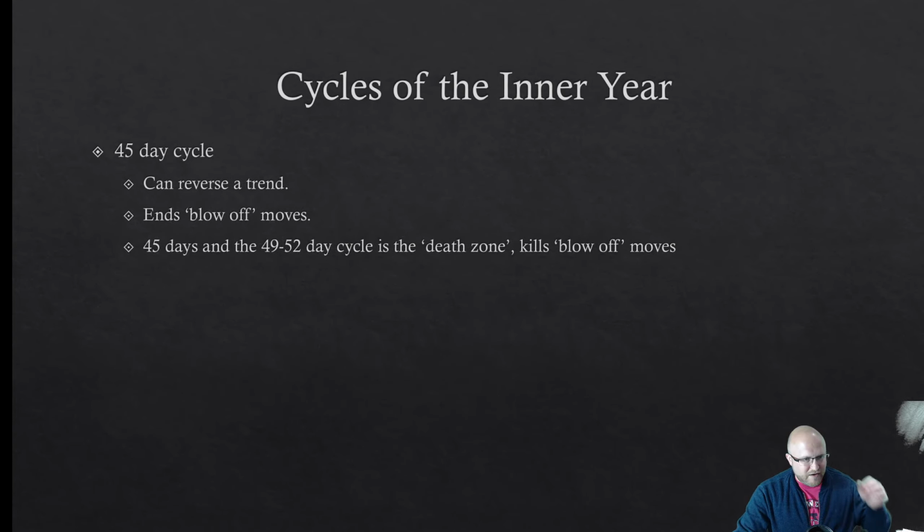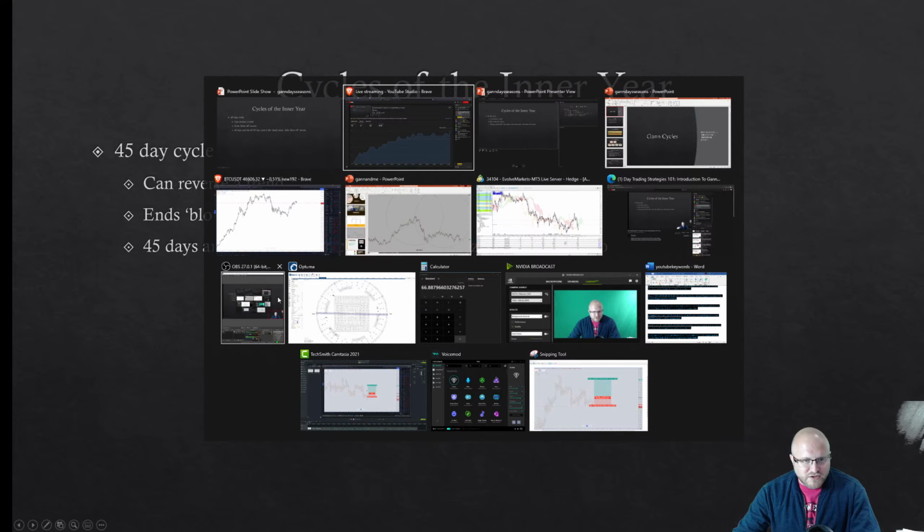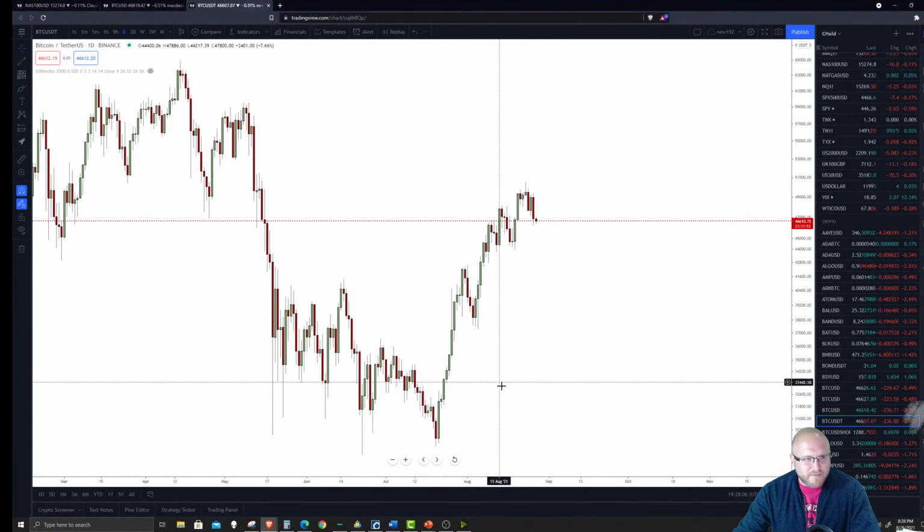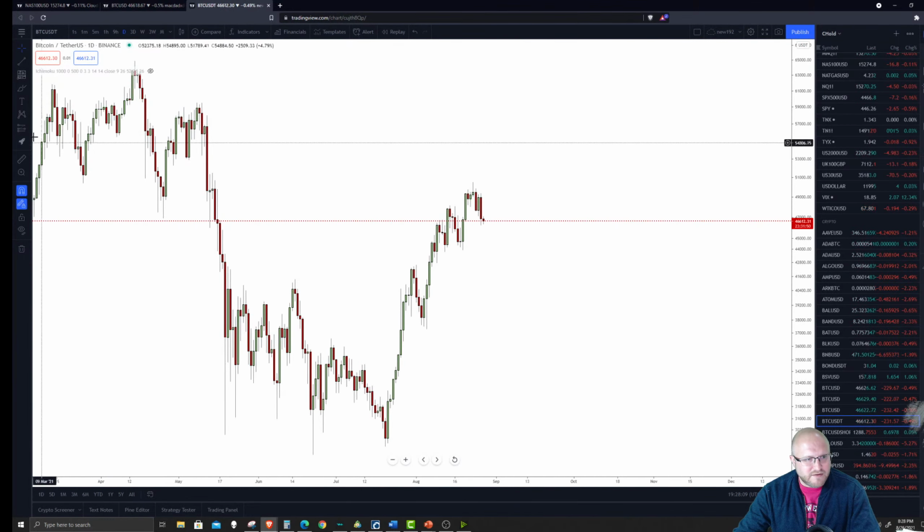The first cycle is the 45-day cycle. This is what Gann wrote: after 45 days in a trend, it can reverse. So if something's been trending up or down for 45 days, that 45th day can be the termination move. Technically in Gann analysis, he calls it his death zone. The death cycle is a 49-day move, 49 to 52 days. We've had one of those occur, and that's the one I've been referencing the most lately. We've had one occur just recently in a lot of our cryptocurrency markets.